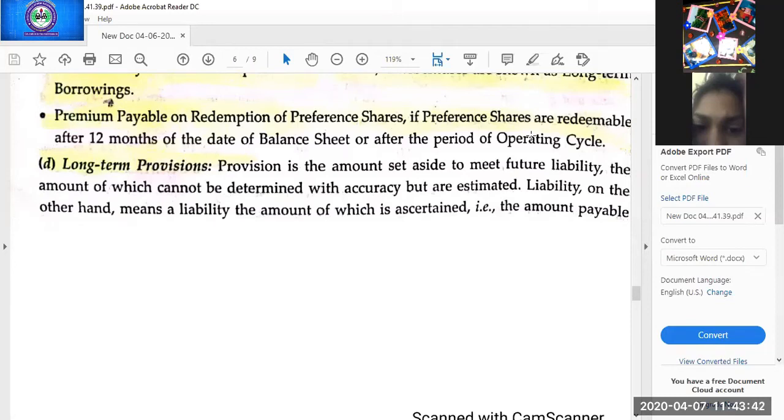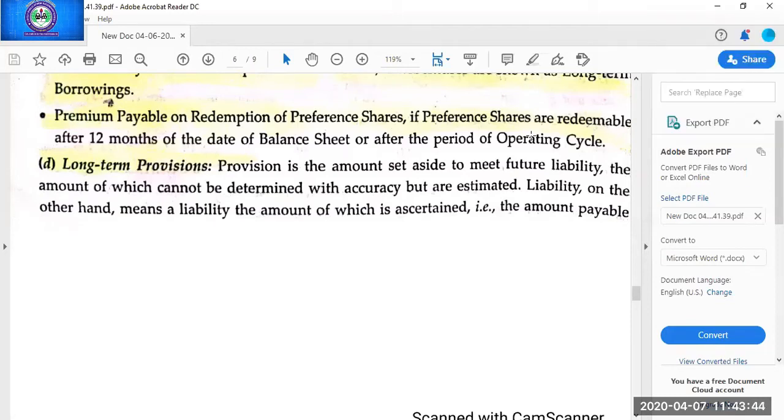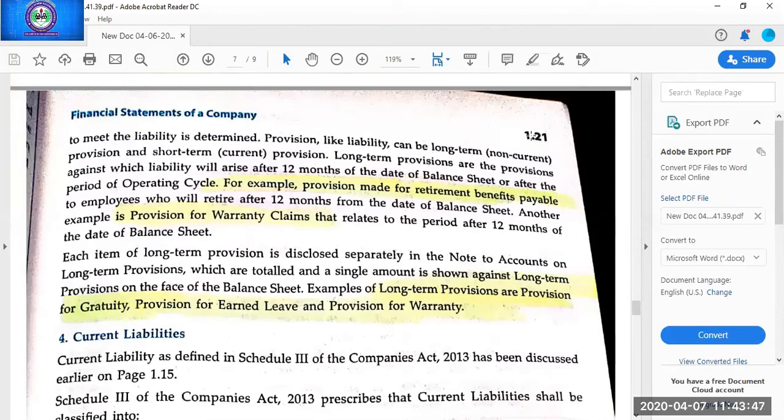So what are the examples of those long-term provisions? Write down the examples. I am telling you only the examples, so you can prepare your own list. Write down the first example: the provision made for retirement benefits. Like every company maintains the Employees Provident Fund, EPF. The amount kept in that fund will be repaid to the employee only when he retires from the company.